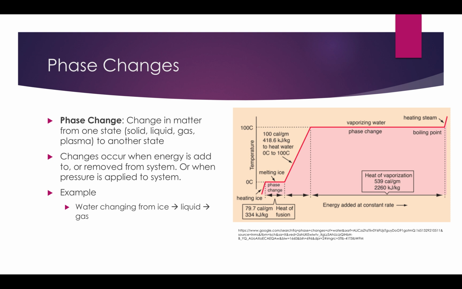Now these phase changes can occur when energy is either added to or removed from a system, or when pressure is applied to that system. The easiest example to think of would be water, right? Because we all know that with water, if we add the right amount of thermal energy to it in the form of heat, then water can turn from a liquid into a gas in the form of water vapor. Or if we were then to take that water vapor and remove thermal energy from it and bring it back down to a colder temperature, then that turns back into a liquid.